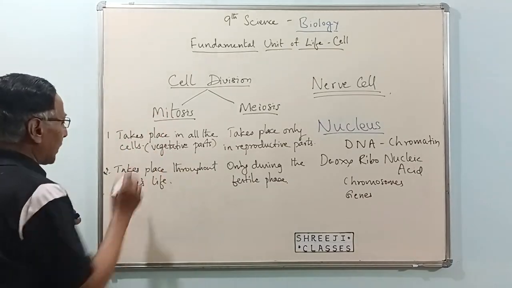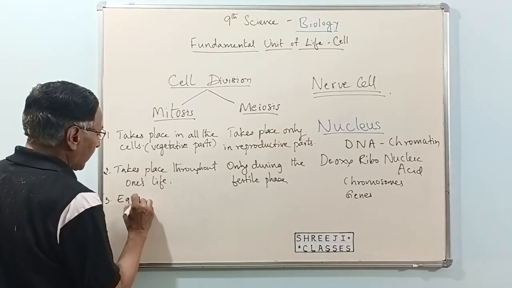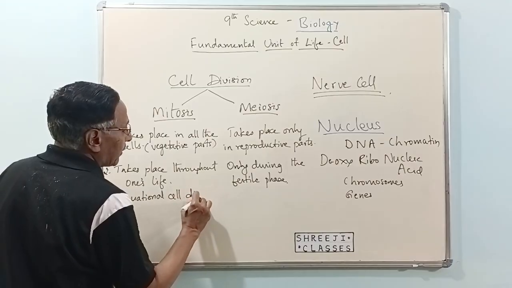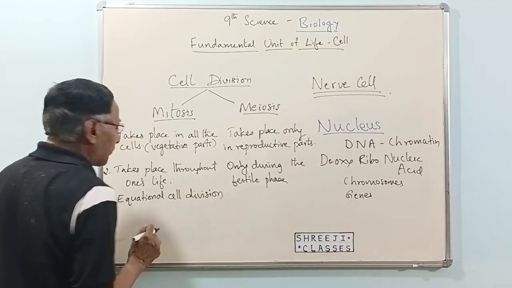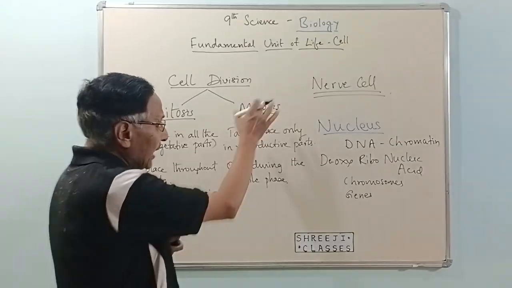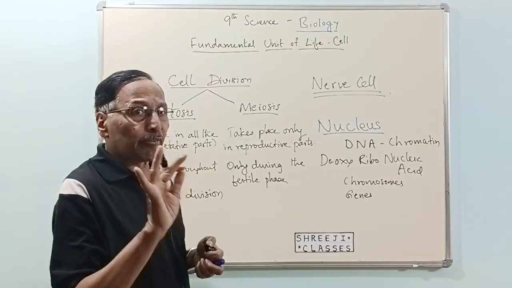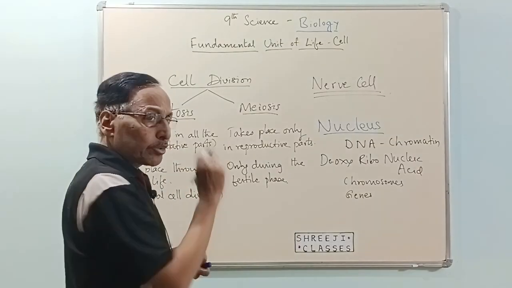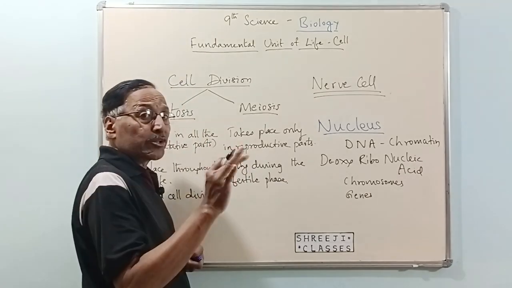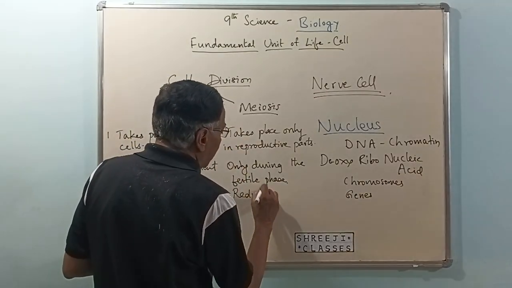Therefore, mitosis is called equational cell division. Whereas in case of meiosis, that is, during the formation of gametes, 4 daughter cells are formed, and it is called a reduction division.